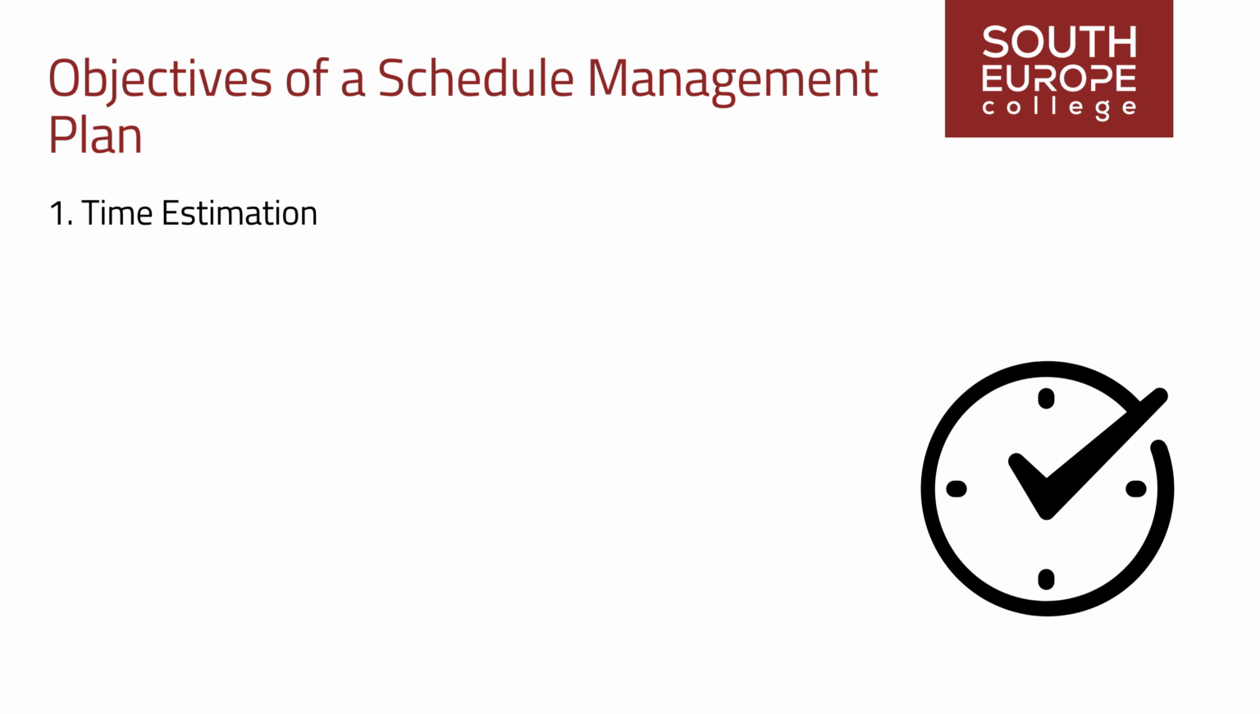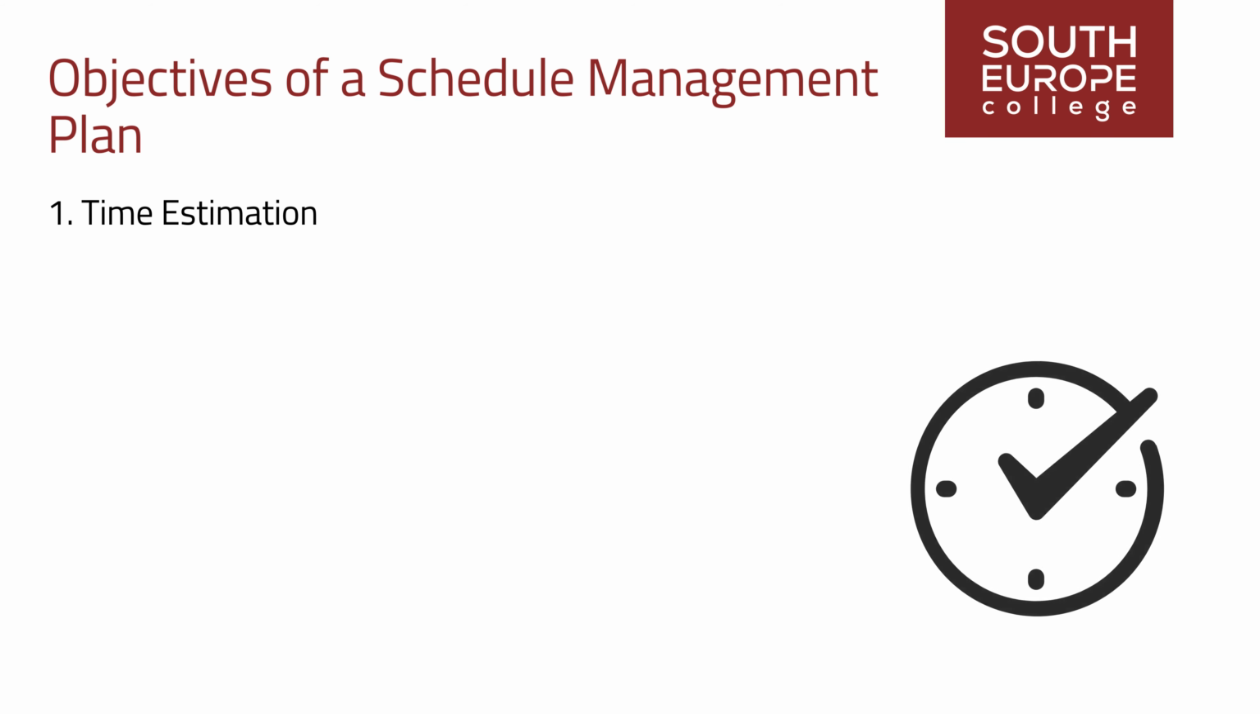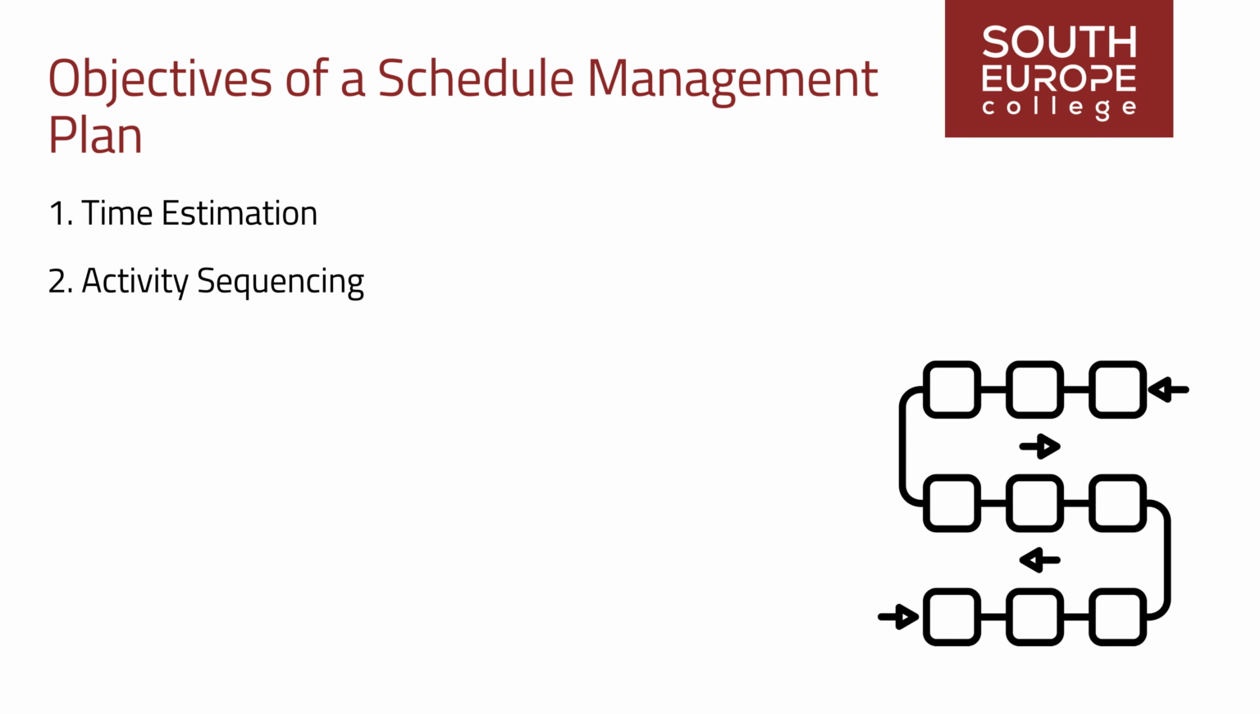1. Time estimation, clearly defining the processes and methodologies for accurately estimating the time required to complete various project activities. This involves leveraging historical data, opinions from experts, and other pertinent factors to establish realistic and achievable timeframes. 2. Activity sequencing, establishing the logical relationships and dependencies between diverse project activities. The schedule management plan delineates the methods for determining the optimal order of activities, ensuring a coherent and efficient progression.